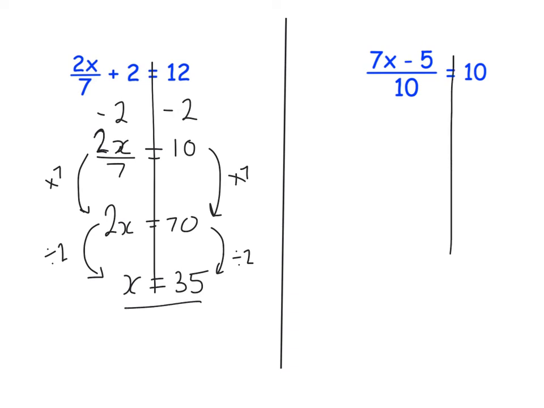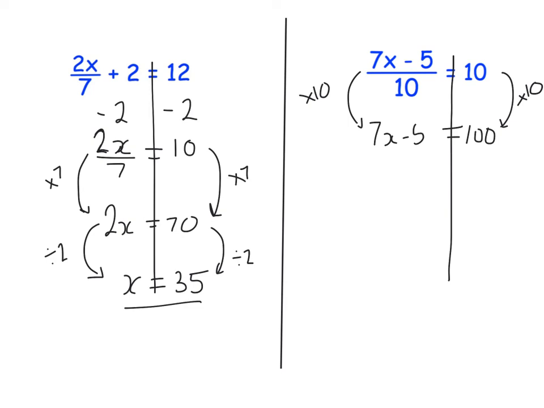And the last one, balance method down. Say it out loud. 7x minus 5 divided by 10. So the last thing I've done is divide by 10, so that's the first thing that I've got to undo. So I've got to times by 10 on both sides. So I'm left with the 7x minus 5 on this side, and 10 times 10 is 100.